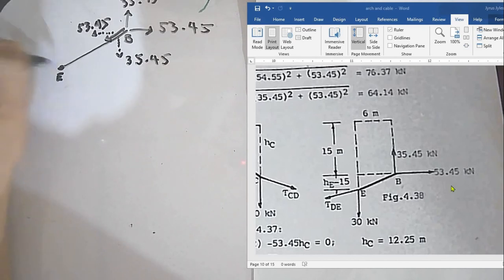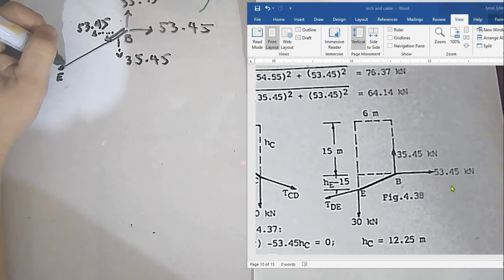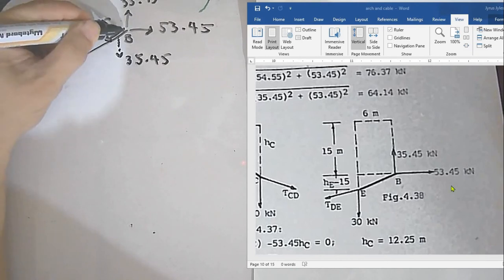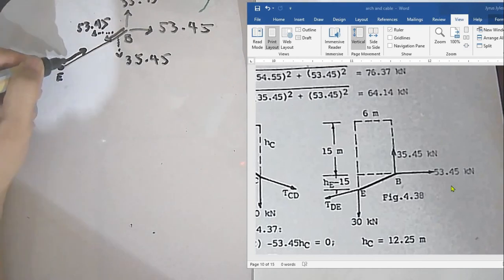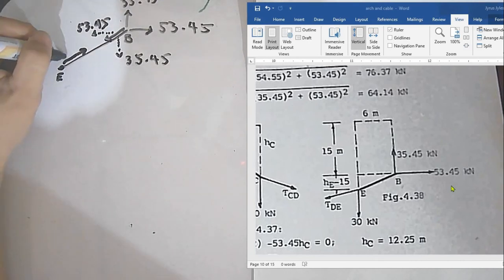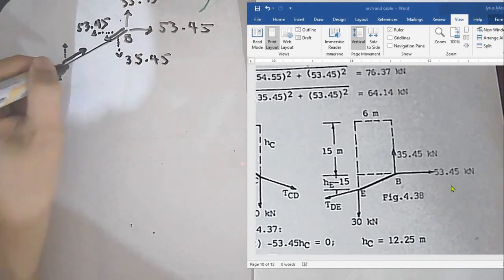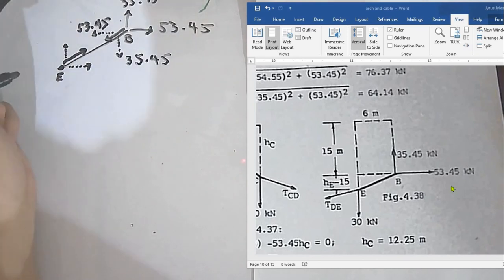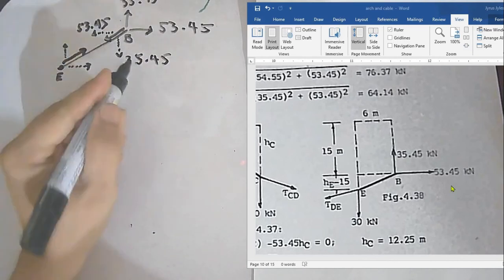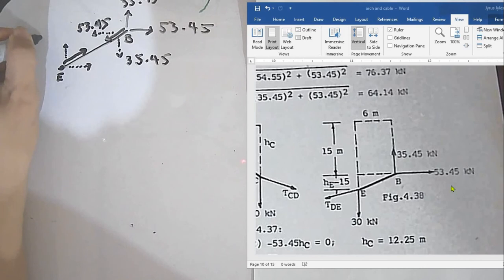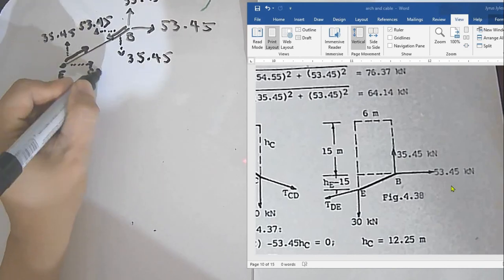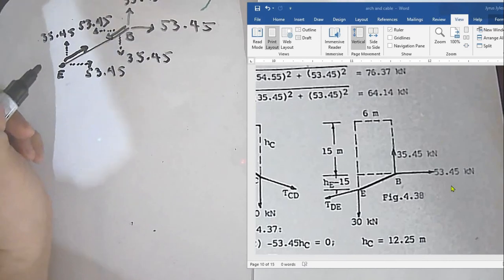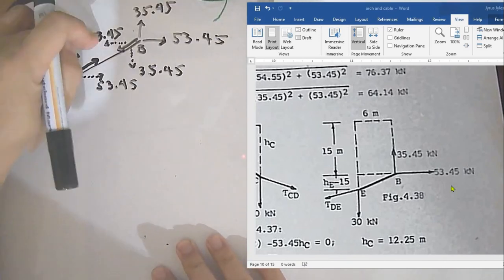Okay? Next, pumunta tayo ngayon dito sa point E. Okay? So, at point E, meron din yung tension force. Kung ano yung tension force dito sa other end, gano'n din yung tension force dito sa point E. Yung tension na yan, meron na naman yung vertical component tsaka horizontal component. Okay? Yung vertical component nito would be the same as 35.45. And then, yung horizontal component niya would be the same as 53.45. Okay? Ngayon, erasing ko niyan.